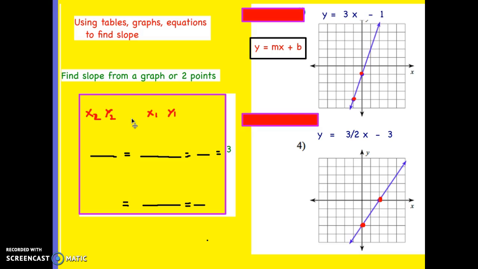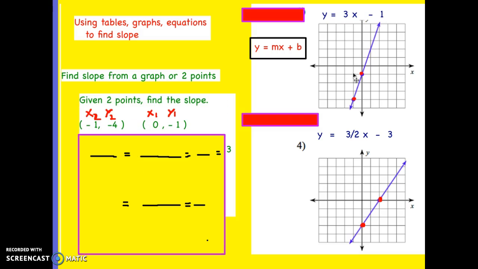You should also be able to find slope from 2 points. So let's say I take 2 points that are on this line. Let's see if we get the same slope. I picked (-1, -4), which is this point right down here, and also (0, -1). Let's see if we get the same slope that we got earlier.